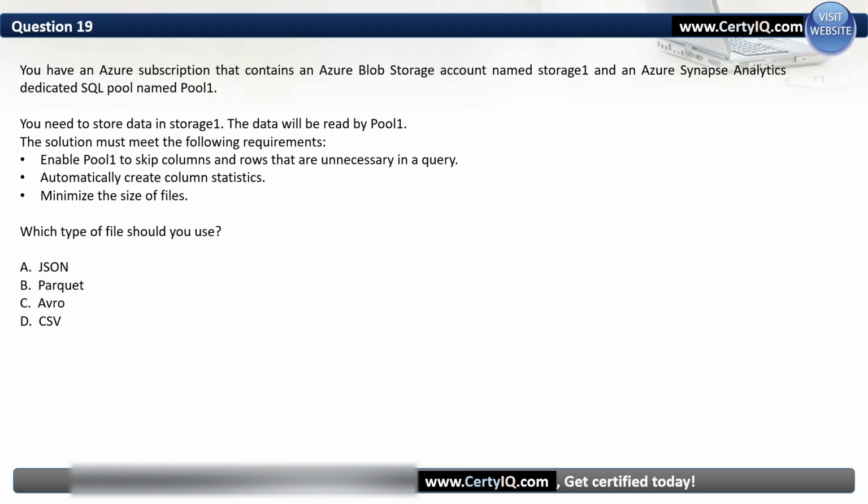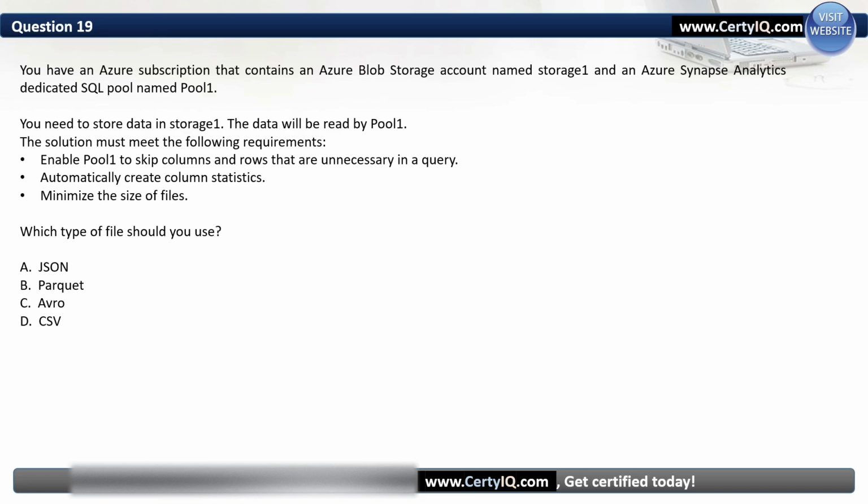Question 19. You have an Azure subscription that contains an Azure Blob Storage account named Storage 1 and an Azure Synapse Analytics dedicated SQL pool named Pool 1. You need to store data in Storage 1. The data will be read by Pool 1. The solution must meet the following requirements. Enable Pool 1 to skip columns and rows that are unnecessary in a query. Automatically create column statistics. Minimize the size of files. Which type of file should you use?